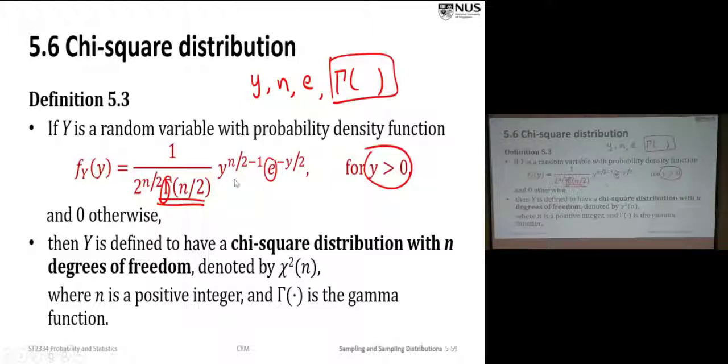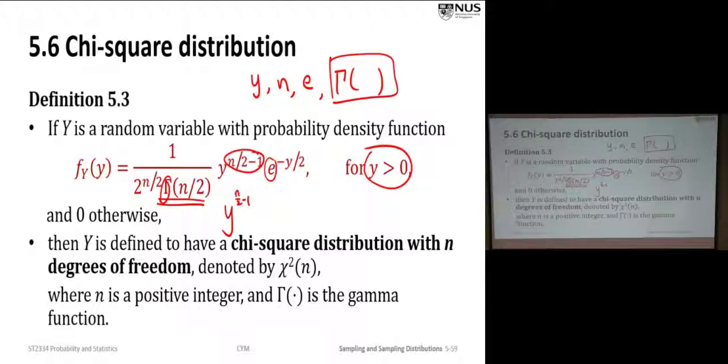So it depends on y raised to the power n over 2 minus 1. This one, just be careful, what we mean is y to the power n over 2 minus 1. For any distribution, we need the PDF, probability density function, or probability function to describe it. Here chi-square is a continuous random variable, so we use the PDF to describe it. We know the range, y bigger than 0, then it takes this form.